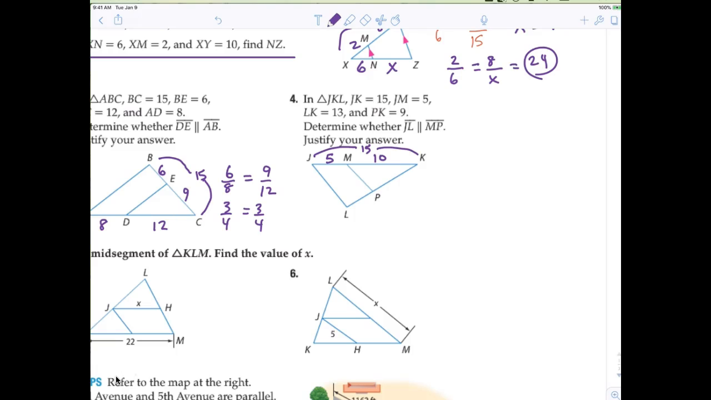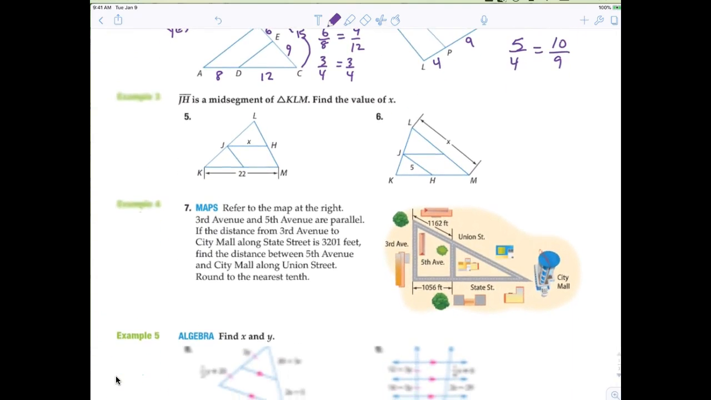Then it says LK is 13. PK is 9. So that'd be 9. That would be 4. So now we can clearly say they're not parallel. They're definitely not parallel because 5 over 4 does not equal 10 over 9. 5 over 4 and 10 over 9. You okay with that, Casey? Yeah. You do the sides of the triangle, but you can do the parts. Yeah, I'm totally fine.